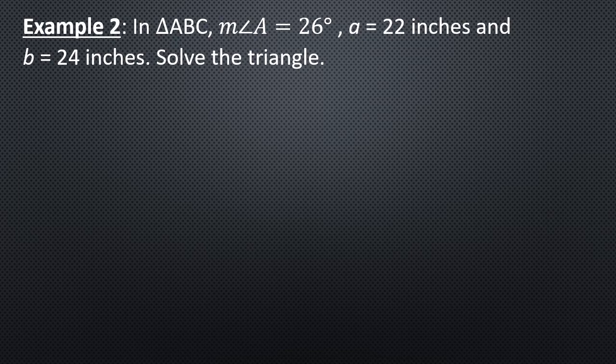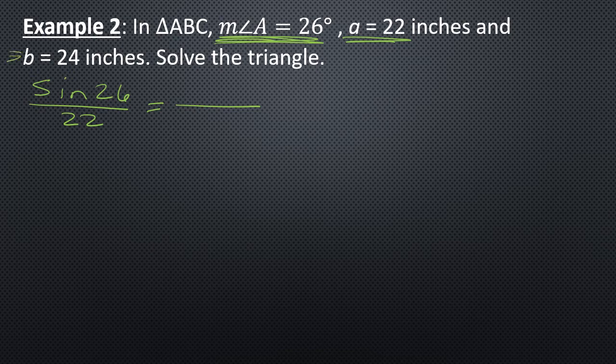Okay, so example number 2, we have a triangle. This time I have mama bear, I have angle A, and I have baby bear, which is 22. So I'm going to go ahead and take the sine of 26 over 22. This time I have little b. Since I put the side on the bottom on the left, I have to put the side on the bottom on the right, so I'm consistent. That's the biggest thing. Sides with sides, angles with angles. In my numerator, since that was little b, this is going to be the sine of big B.